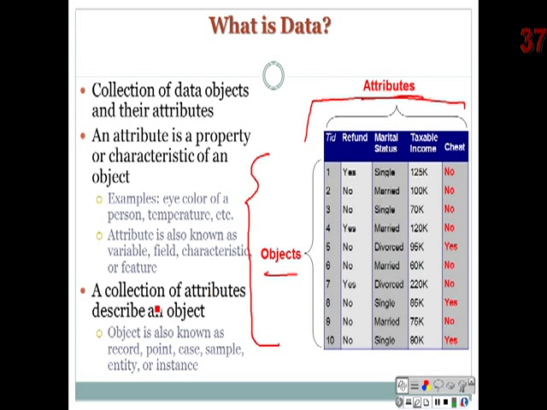A collection of attributes describes an object. Object is also known as row, or record, point, case, sample, entity, or instance. Sample is most likely used in statistics. Record is more in databases. Point, if you are talking about a graph, so this is a point, in this case 1, 2, 3. You have a 3-dimension domain and you are classifying in the 4th dimension.